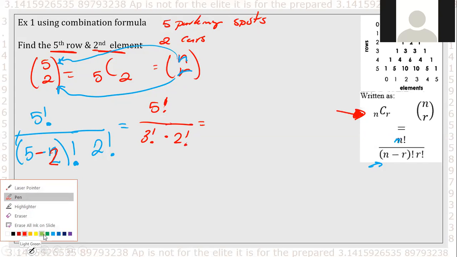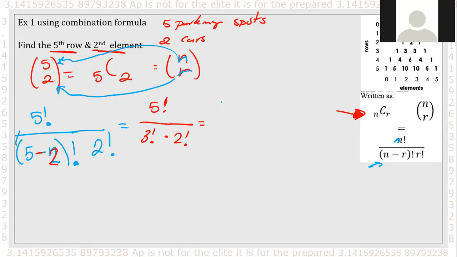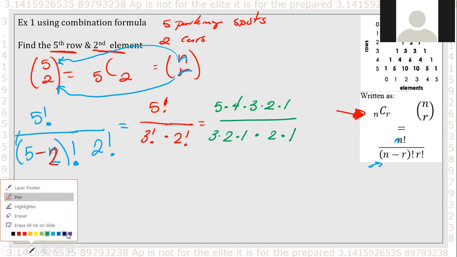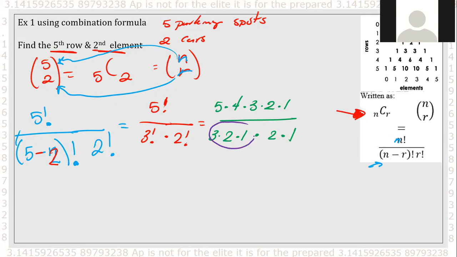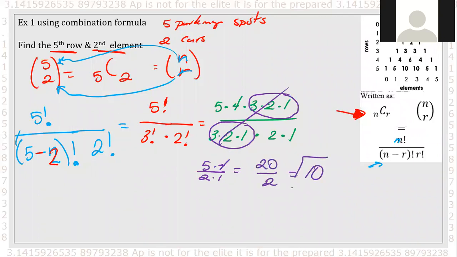And before you start simplifying, guys, just write them out, because a lot of the stuff cancels. 5, 4, 3, 2, and 1 divided by 3, 2, 1 times 2 and 1. Hopefully you're able to see that this 3, 2, 1 and this 3, 2, 1 simplify. So we're left with 5 times 4 divided by 2 times 1. That is 5 times 4, that is 20, divided by 2, that is 10. That is our answer.